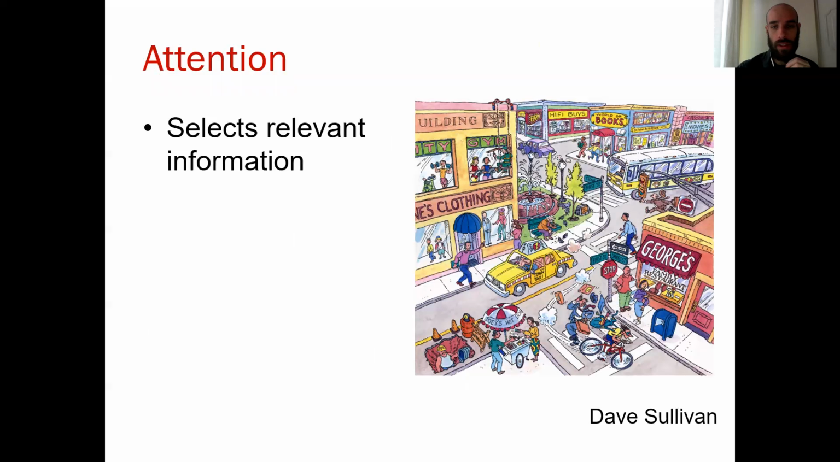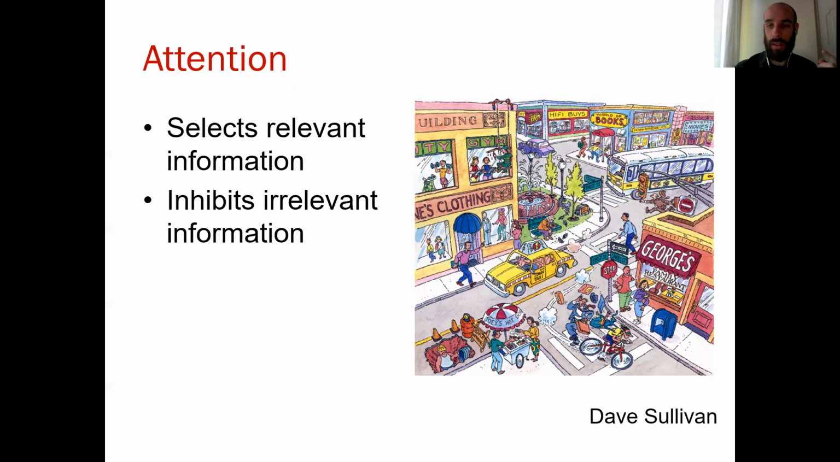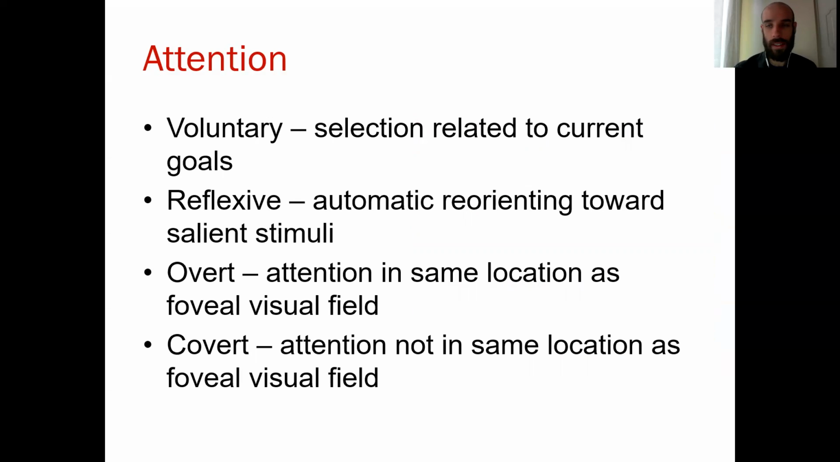And then we moved on to attention. Attention has two components. It both selects relevant information and also inhibits irrelevant information. You have a huge amount of information coming into your brain. Attention comes in and selects the stuff that's relevant to you and inhibits everything else. So it's a really important function of the brain to limit the amount of information that we're using for behavior. We split up attention into 4 different ways of thinking about it.